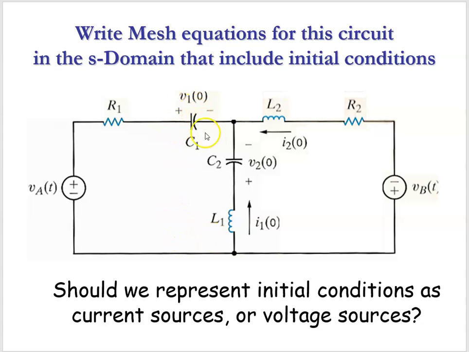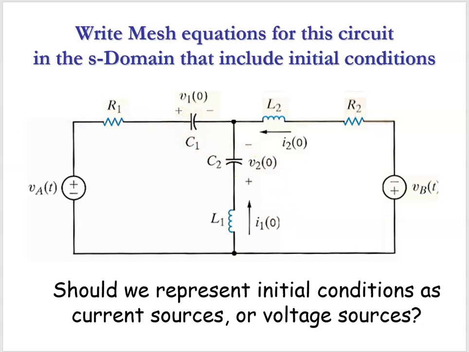We have an initial voltage across each of the capacitors. We're shown the direction of that initial voltage, and the initial current through each of the inductors, and we're shown the direction of that. And we're given a value. The value is in terms of a variable, so we'll write our mesh equations in terms of these variables. But our first step is to decide how we should model these initial conditions.